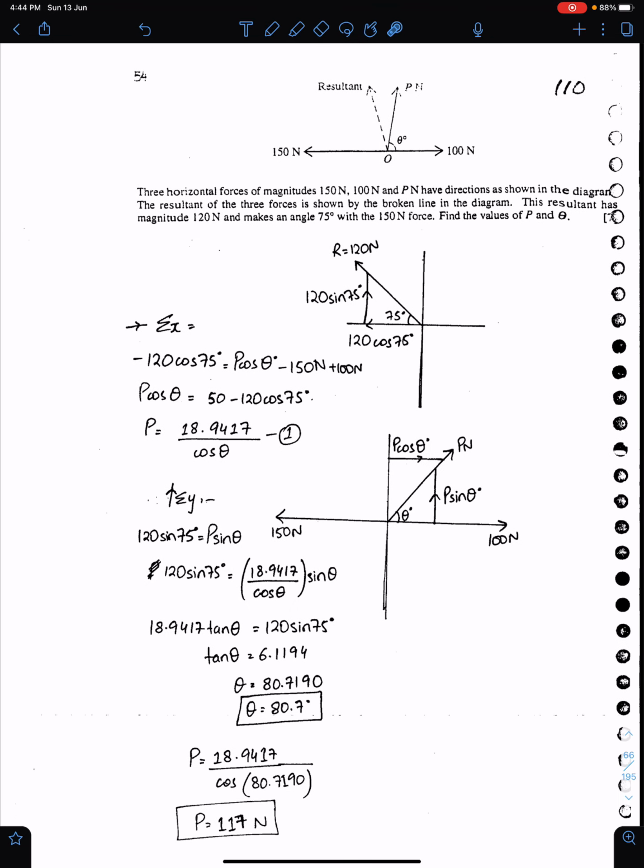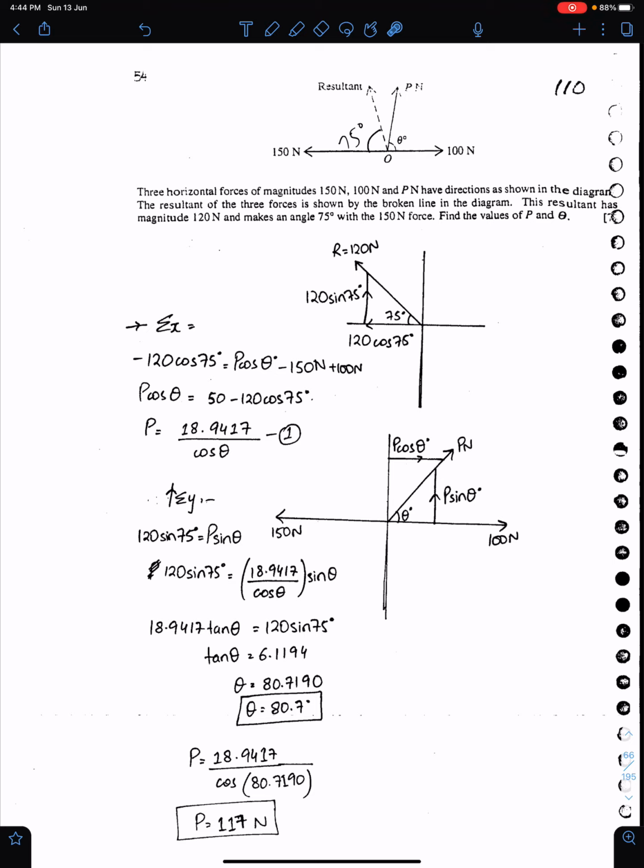Last question of this lecture. Three horizontal forces of magnitudes 150, 100 and P have directions as shown in the diagram. The resultant of these three forces is shown by the broken line. The resultant has magnitude 120. This force has magnitude 120, makes 75 degrees with the 150 newtons. This is 75. Find the values of P and theta.